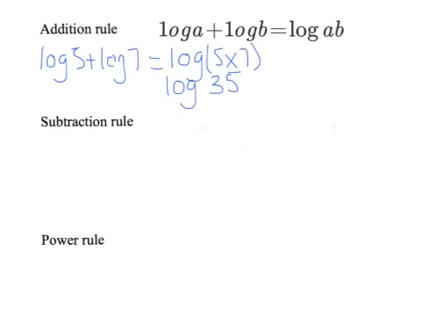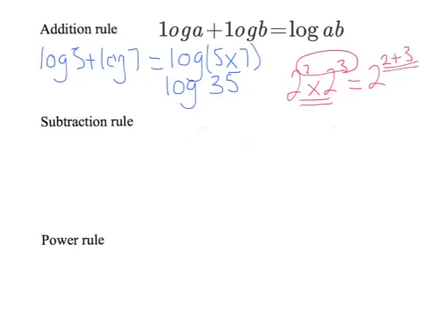Now, you're probably wondering why that works. Probably the easiest way for me to explain it is this. The logs are obviously the inverse of the indices. So if you had, for instance, 2 squared times 2 cubed, what you would do is add the powers together. So you'd get 2 to the 2 plus 3. So when we're multiplying, we're adding. So when we're adding, we're multiplying. That's probably the easiest way of explaining it.